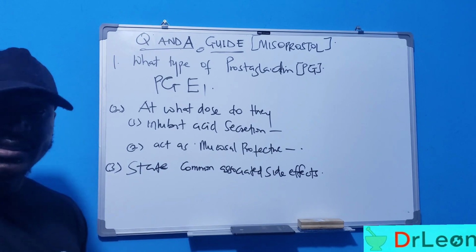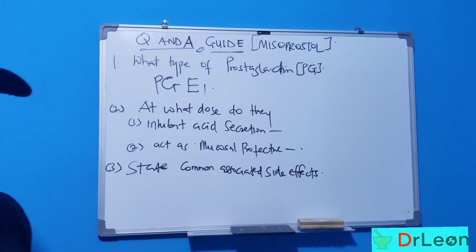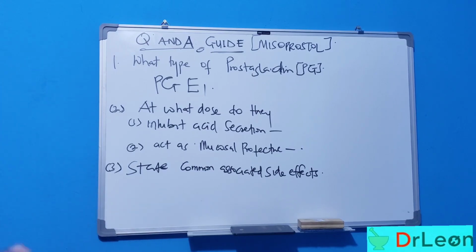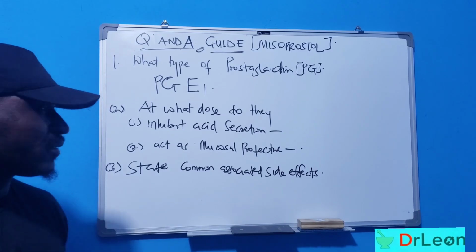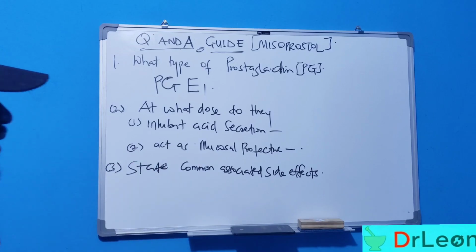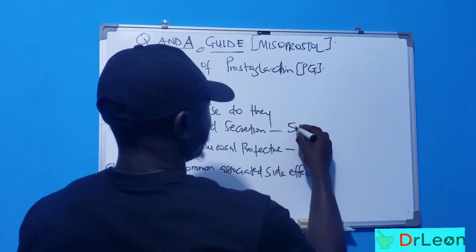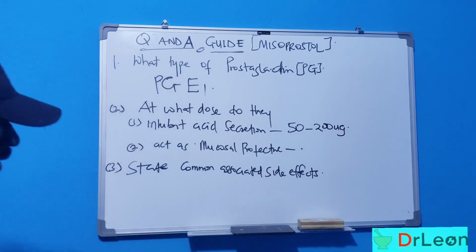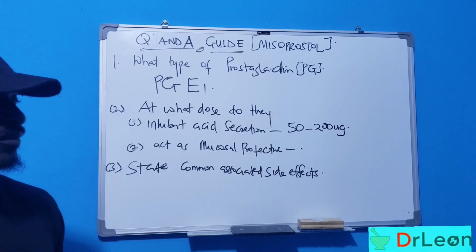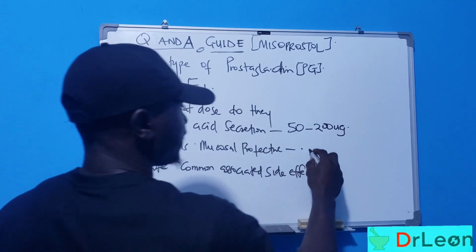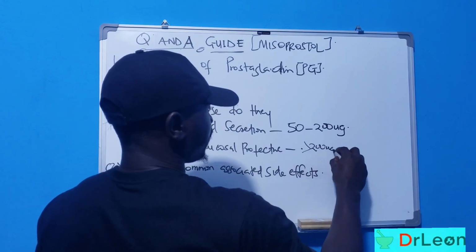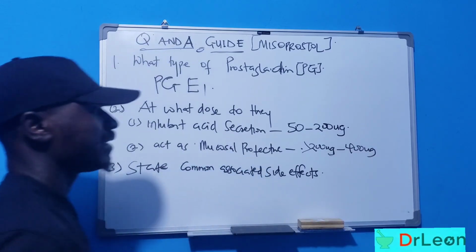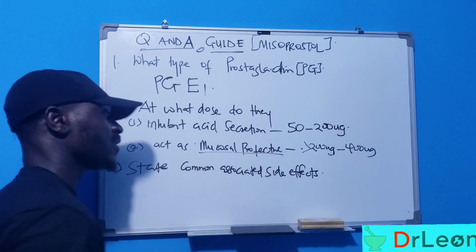Misoprostol at certain dosages can inhibit acid secretion, and at a particular dose act as a mucosa protective. So at lower dosages from 50 to 200 microgram, they are able to inhibit acid production. And at dosages greater than 200 microgram, like 400 microgram, they are able to serve as a mucosa protective.